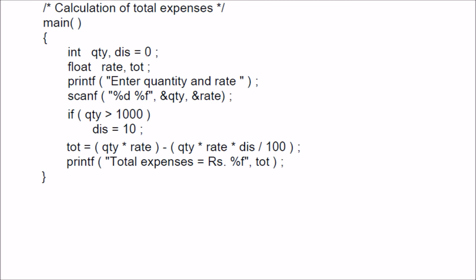How is this going to be implemented in C? We will initialize QTY, meaning quantity, and discount equal to 0. This is very important. You may ask, is it necessary to give DIS or discount equal to 0? Yes, because this cannot just be left like this. It may contain any garbage value. When you have initialized it to 0, then if the condition fails, that is, the items are less than 1000, this will be used. How? We will print enter quantity and rate, and you will be scanning %d and %f because you have given integer as quantity and float as rate.